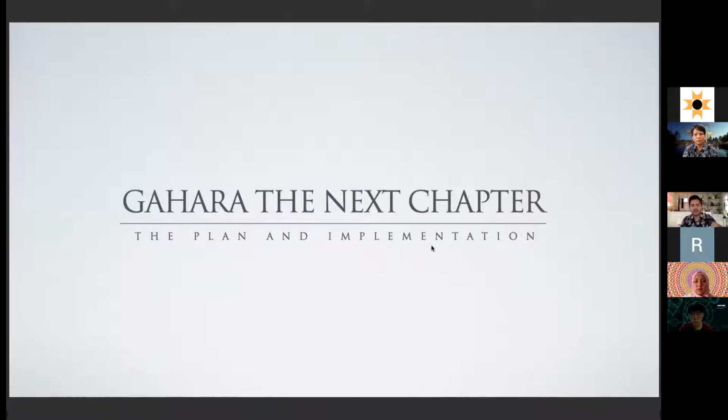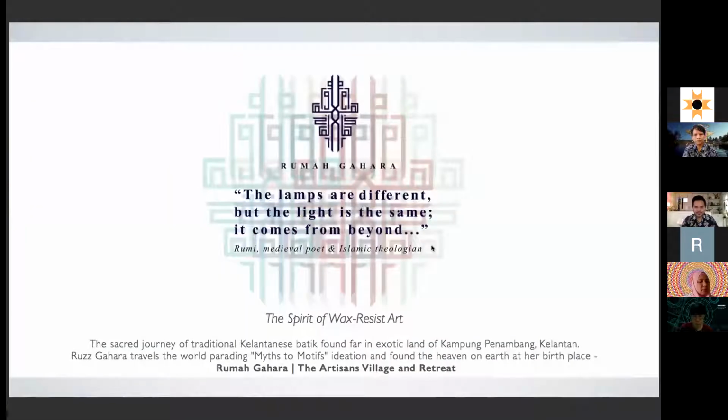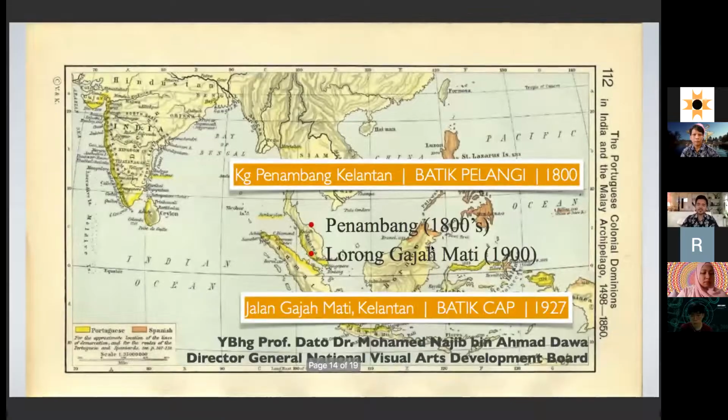All right, and this is on the next chapter, but I'll just go very quickly on this. It's actually based on Rumah Gahara. It has been the mother of all the journeys that we have. And this is the new logo of us. And then later on, there will be 5 components of Rumah Gahara. One is academy, artisan, galleria, green, and also gastronomy. So it's no longer just about producing batik for selling. We are creating a community right now.